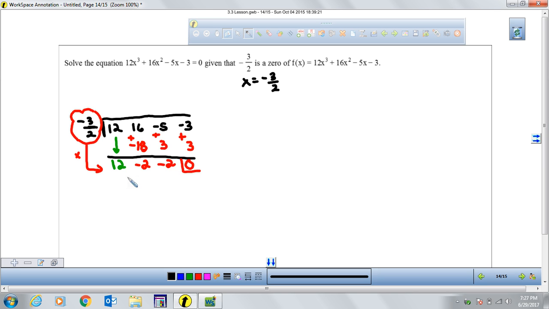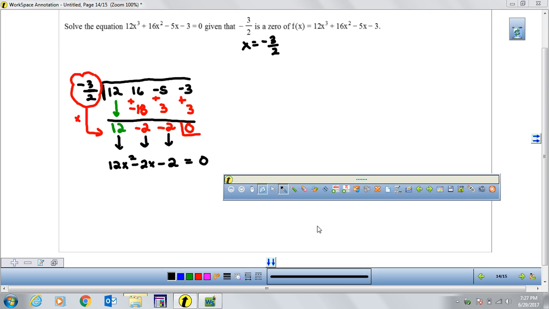Okay. So, what's going to be the next thing? The next thing is that after we do synthetic division, remember what happens, the degree of the polynomial decreases by 1. So, my original degree was x to the third power, so this is going to become 12x to the second power minus 2x minus 2. This is what is left of the polynomial after we did the synthetic division.